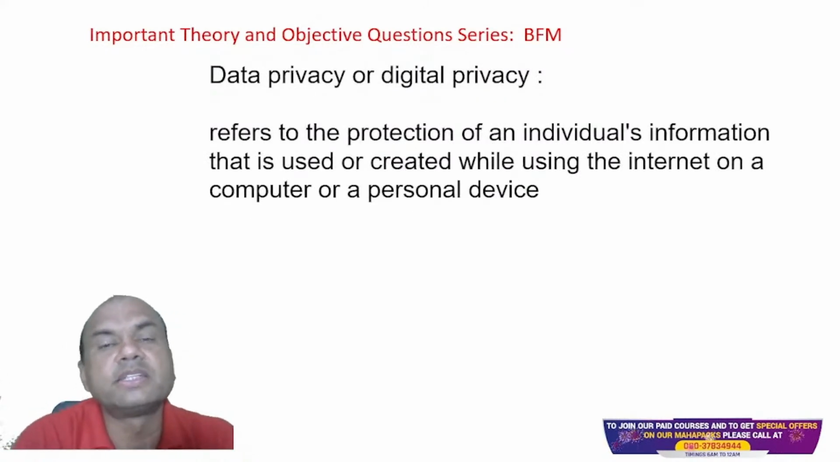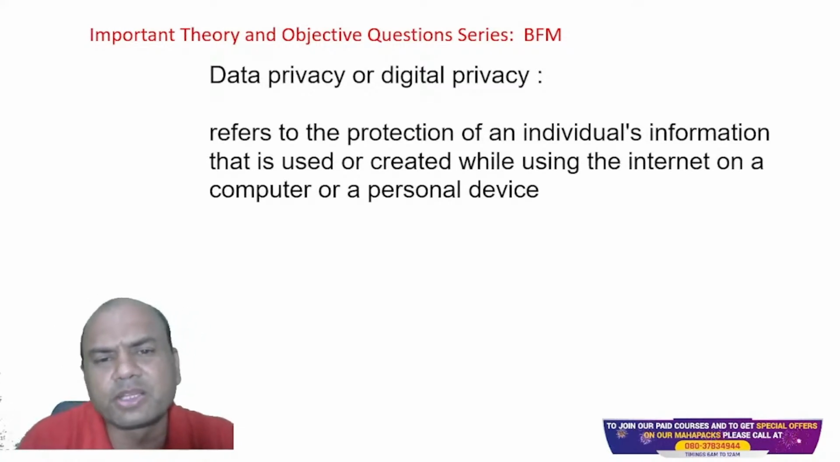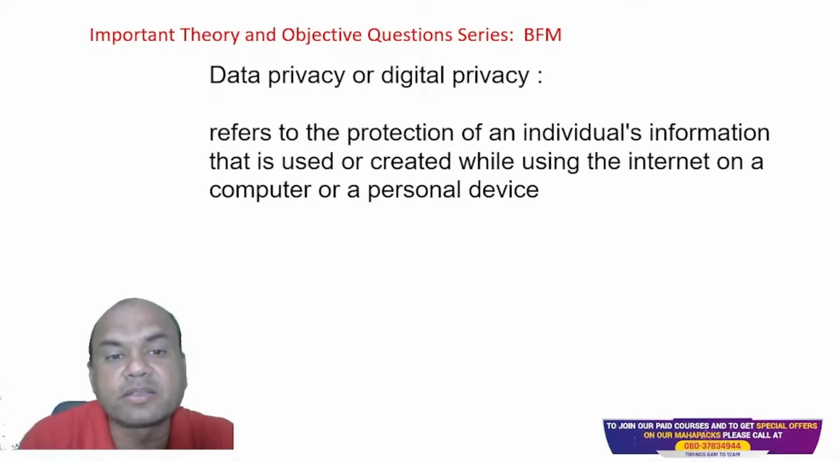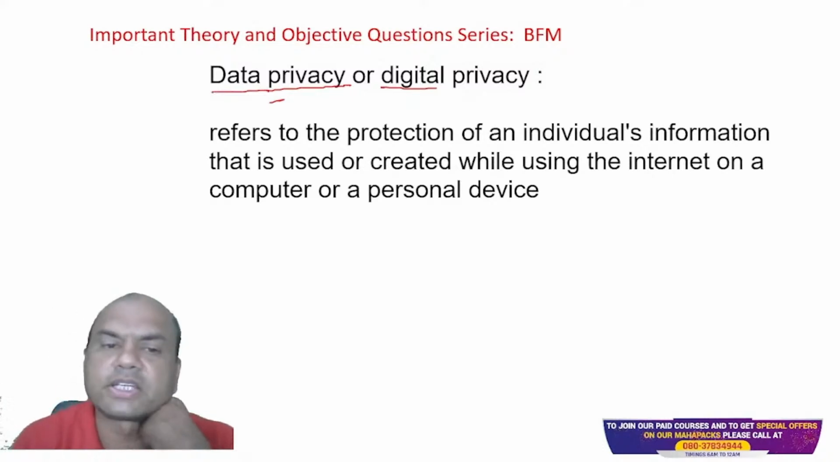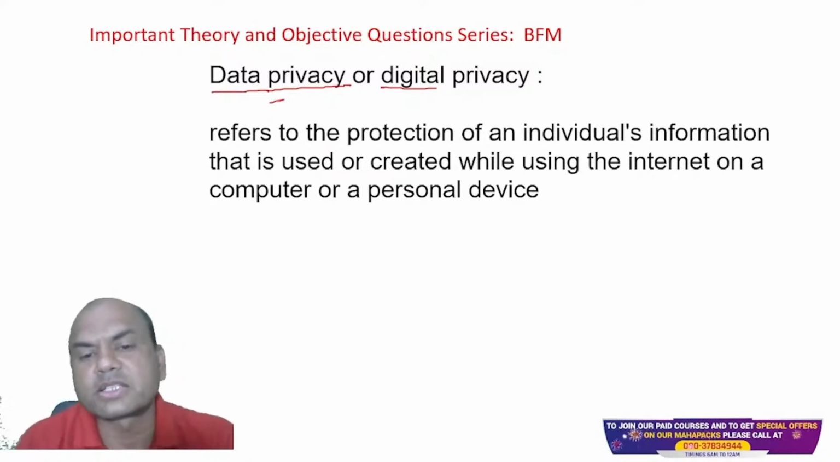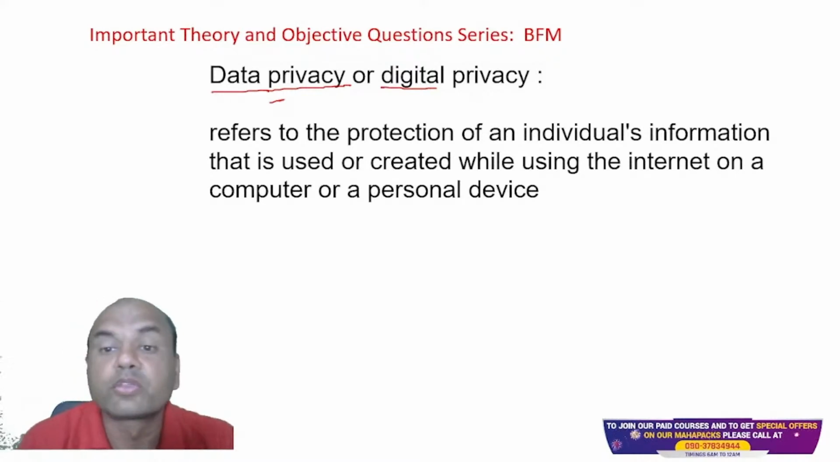Data privacy and digital privacy. Now, what is this data privacy? These words many of you might be knowing by now, isn't it? Privacy means secrecy, right? Digital privacy, same. Digital and data both mean one and the same thing. So data privacy or digital privacy refers to the protection of an individual's information that is used or created while using the internet on the computer or a personal device. So what do you mean by this? It refers to the protection of the individual's information.